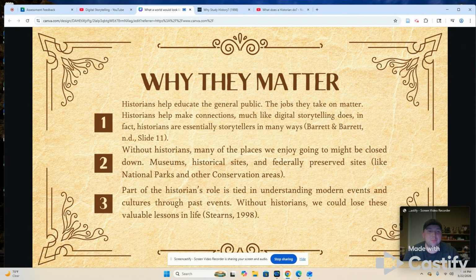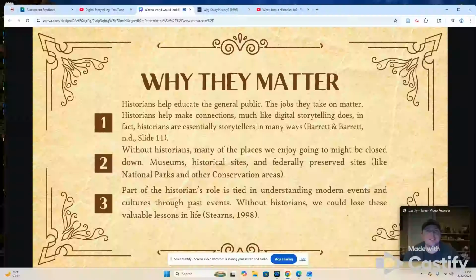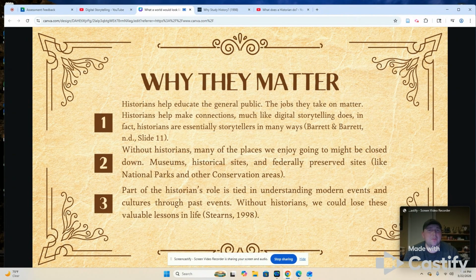Number two, without historians, many places that we enjoy going to might close down. They could face serious issues with staffing. Museums, for example, historical sites, even federally protected areas such as national parks. Now, I'm not saying that national parks would effectively close, because there's still a conservation aspect to many national parks in the country.